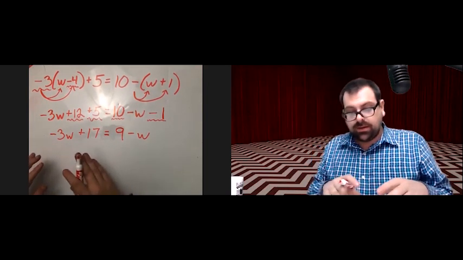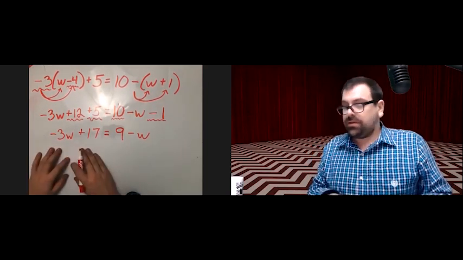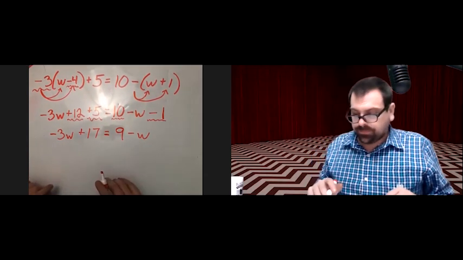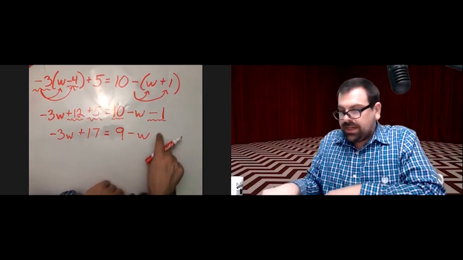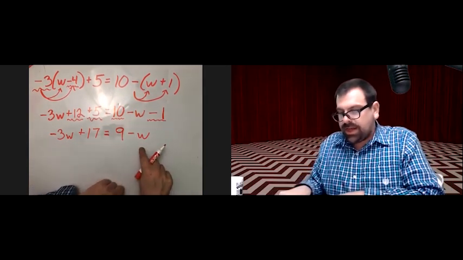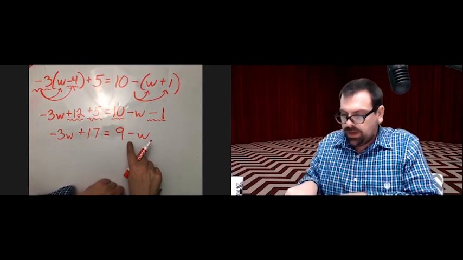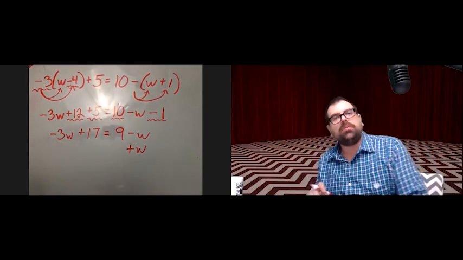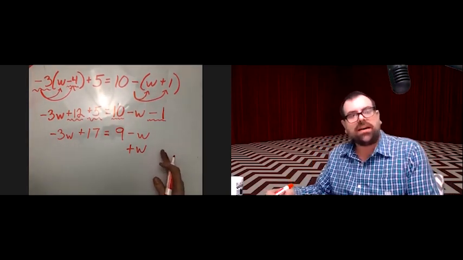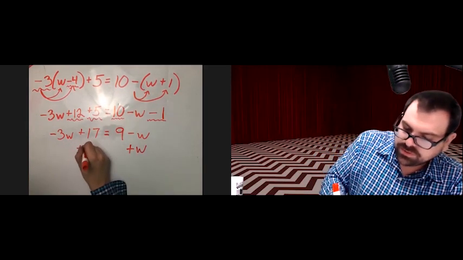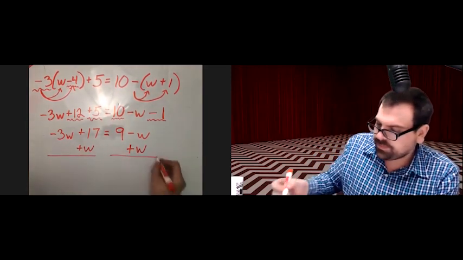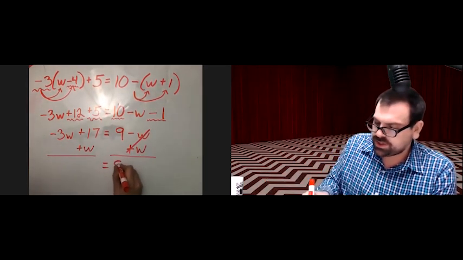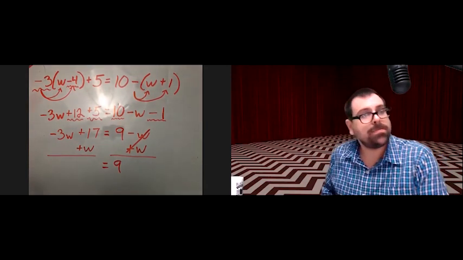So I like having w's on the left and the non-w's on the right, which means I need to get rid of the w on this side. How do I get rid of subtracting w? I'm going to add w, but whatever I do to one side, I have to do to the other. That's just going to cancel over here on the right and leave me with just a 9.